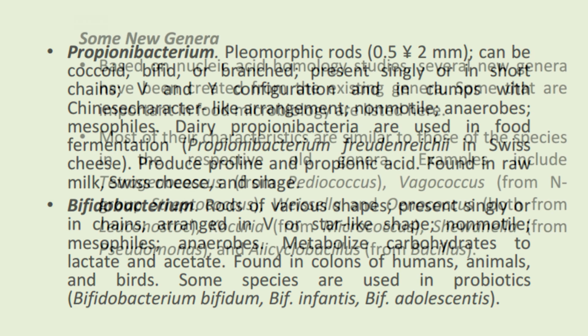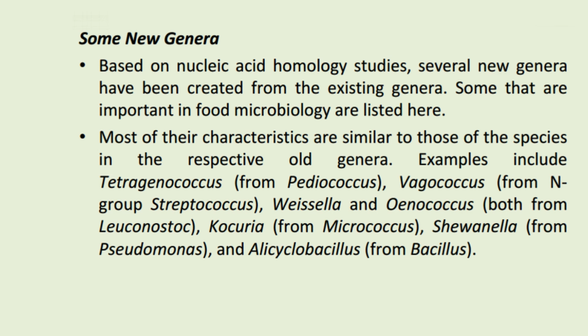Based on nucleic acid homology studies, several new genera have been created. Some important in food microbiology include Tetragenococcus from Pediococcus, Vagococcus from N-group Streptococcus, Weissella and Oenococcus from Leuconostoc, Kocuria from Micrococcus, Chryseobacterium from Pseudomonas, and Alicyclobacillus from Bacillus.